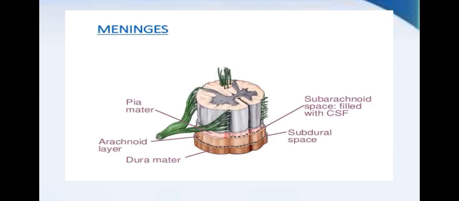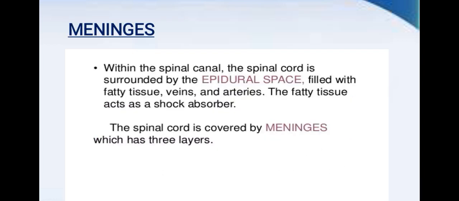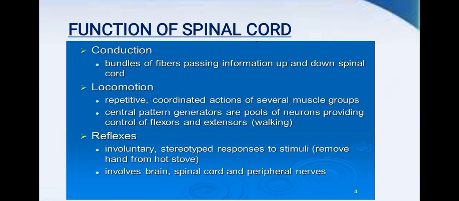White matter, meninges: dura mater, subdural space, arachnoid layer, pia mater, subarachnoid space filled with CSF. Meninges. Within the spinal canal, the spinal cord is surrounded by the epidural space filled with fatty tissue, veins, and arteries. The fatty tissue acts as a shock absorber. The spinal cord is covered by meninges, which have 3 layers.